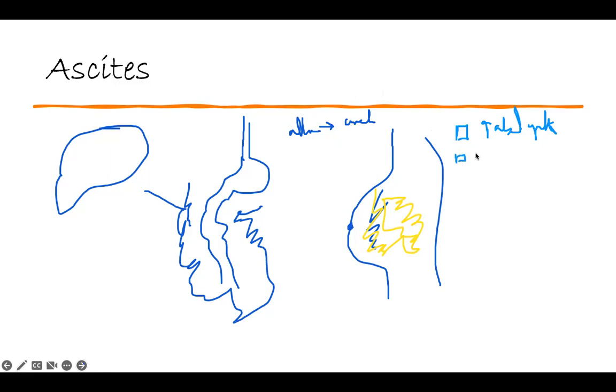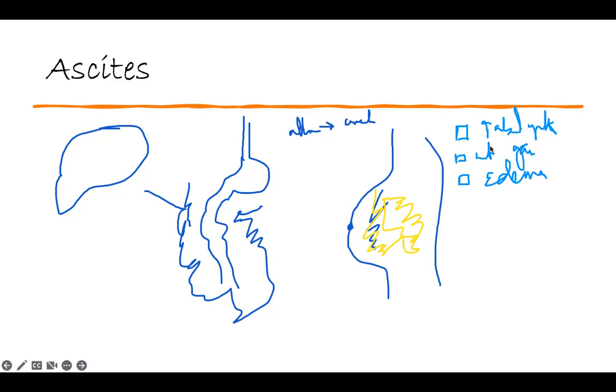So what you see usually is increased abdominal girth. And you can see that the patient will gain weight. If you have too much fluid, yes, you're going to gain weight. If there's fluid leaking out, what do you see? In your extremities, you see edema everywhere.